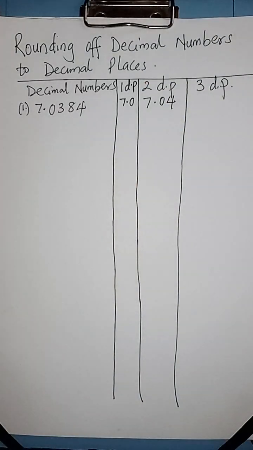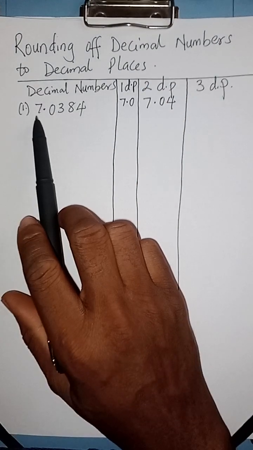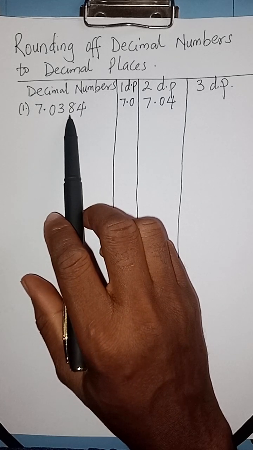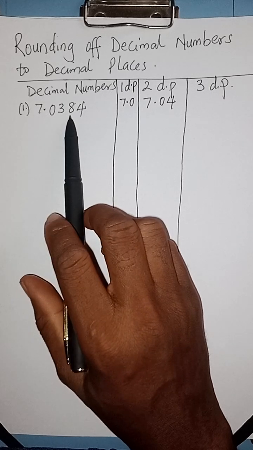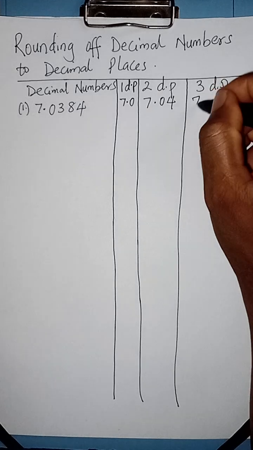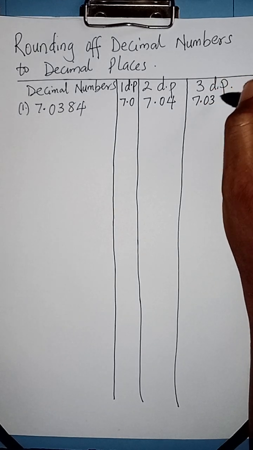7.0. To three decimal places, 7.038. Now I'll check the digit after 8, it's 4. So which means I'm rounding down. So it becomes 7.038.